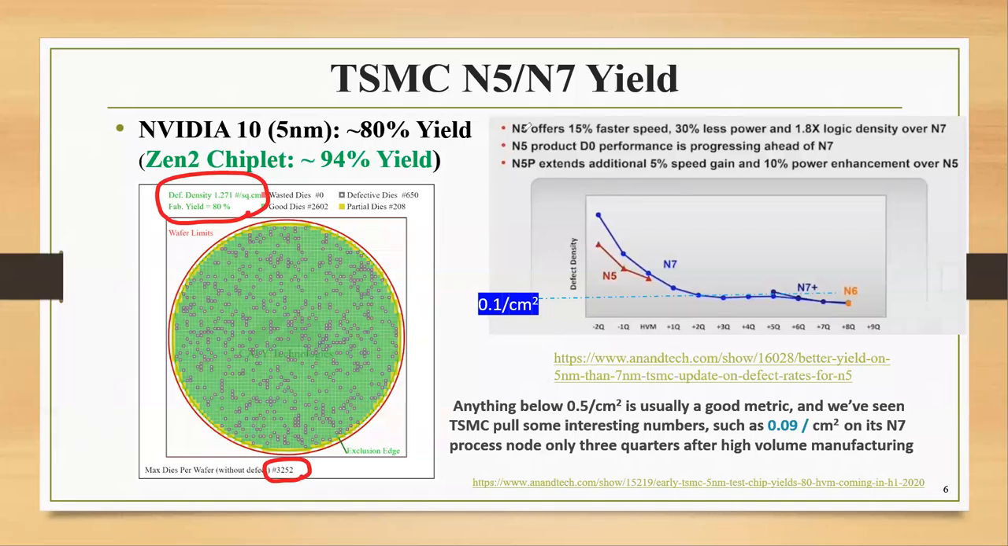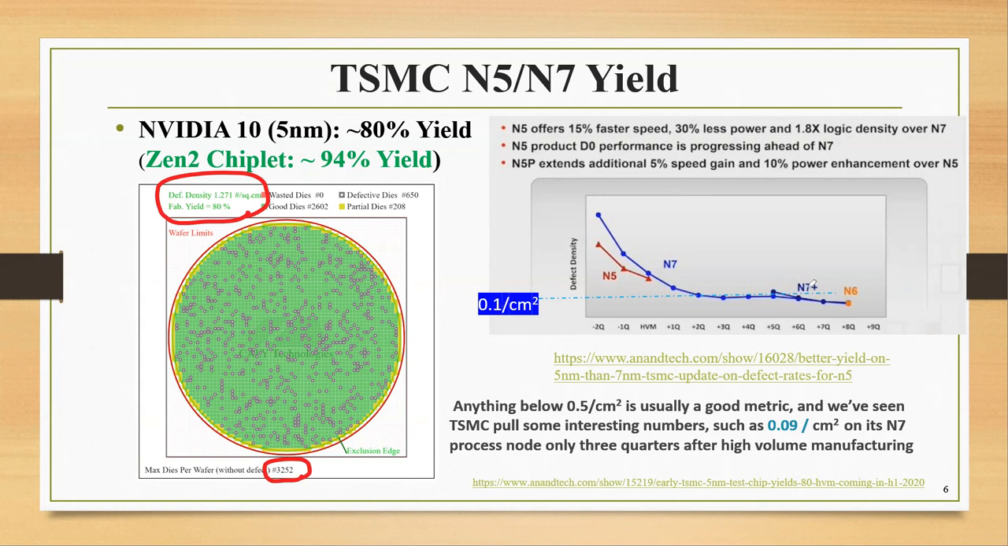If you look at TSMC N5 and N7 yield, specifically the two graphs I'm showing here, they reported that the NVIDIA 5 nanometer is about 80% yield. This is the graph. The maximum die per wafer is about 3,200, the defect density is 1.271, and the yield is 80%. And I'm going to use this number extensively later in my analysis.